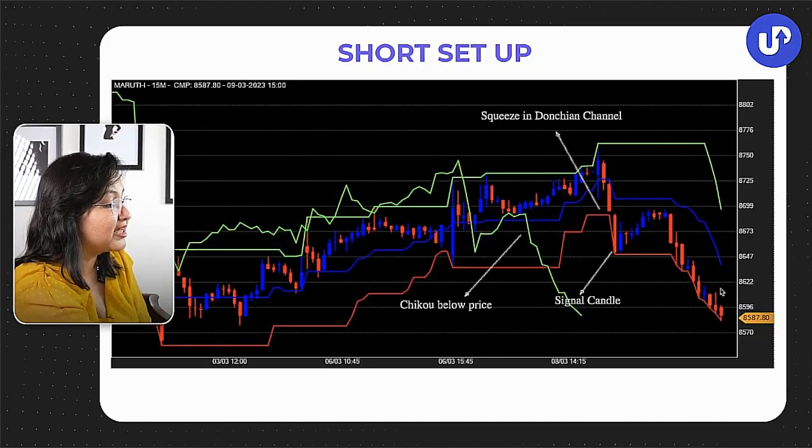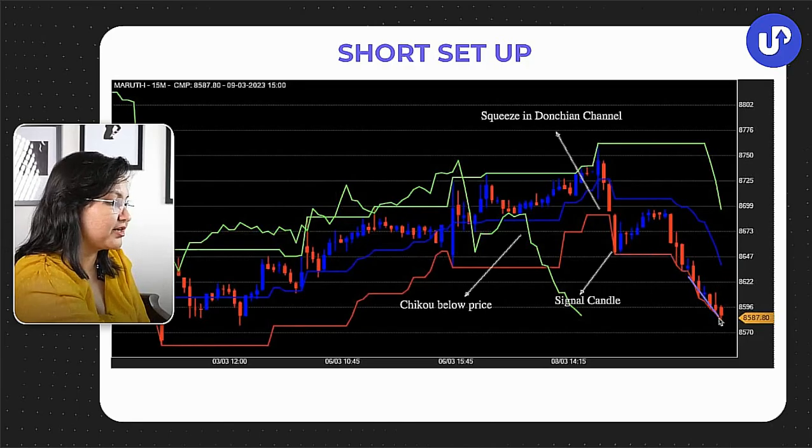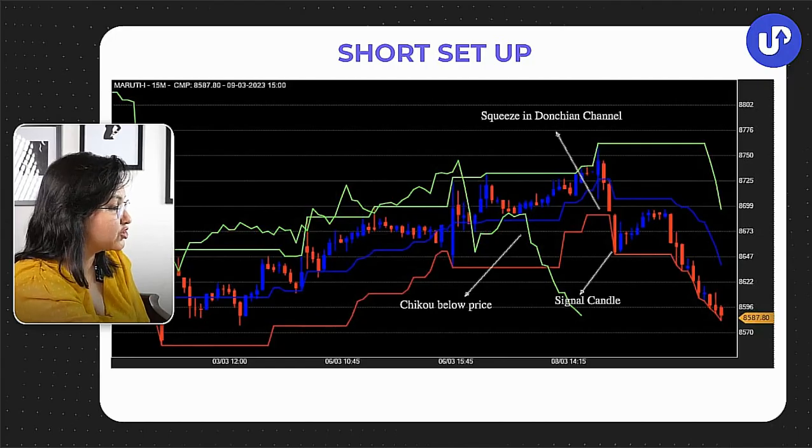So we were having the least risk to reward in this particular trade, as you are trading in the direction of the trend. So as we discussed, trading in the direction of the trend is very helpful because it helps you to minimize your risk.